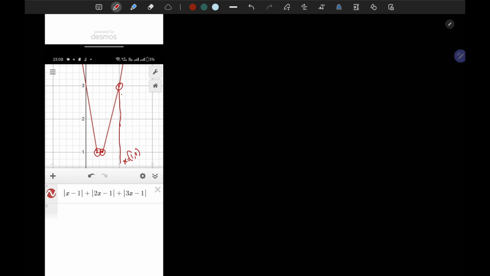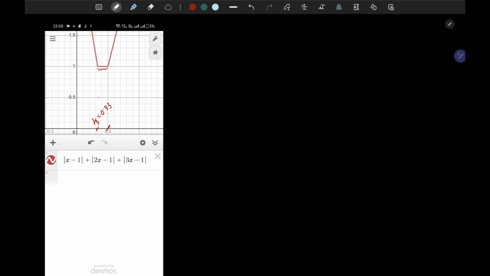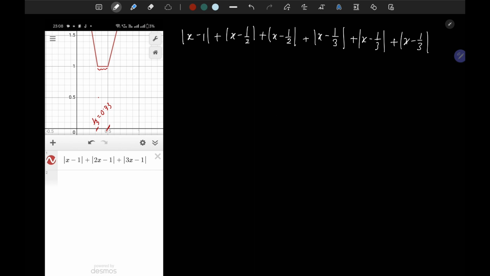So this is the particular graph of that problem. The concept we learned from yesterday is still the same, because from the problem above we can rewrite that function as mod x minus 1 plus mod x minus 1/2 plus mod x minus 1/2 plus mod x minus 1/3 plus mod x minus 1/3 plus mod x minus 1/3. Now if you notice how many terms we have here, we have a total of 6 terms.